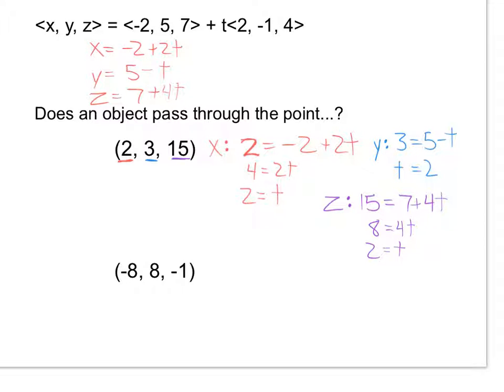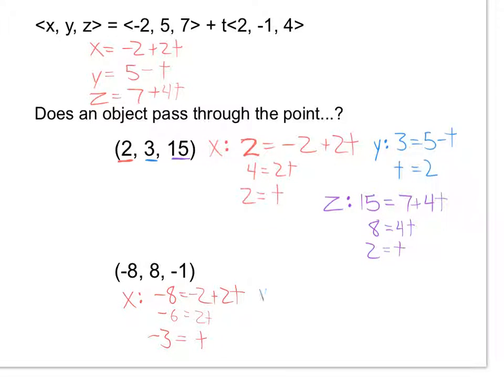Rachel? So, like, do they have to be all the same, since you do x first? Yeah, you can do any one you want first. So like here, if x is negative 8 equals negative 2 plus 2t, you add, you get negative 6 equals 2t, so t is negative 3. So if I do y and I get something other than negative 3, I can stop, because I know my answer already. I know that point's not on the line.